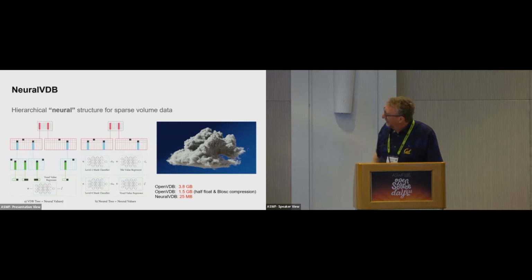So you're seeing an example of the Disney Cloud. The Disney Cloud is, if it's just a vanilla VDB, it's almost 4 gigabytes. And if you're using the NeuralVDB, we can compress it down to 25 megabytes.